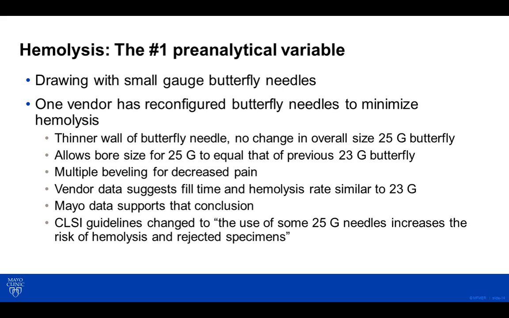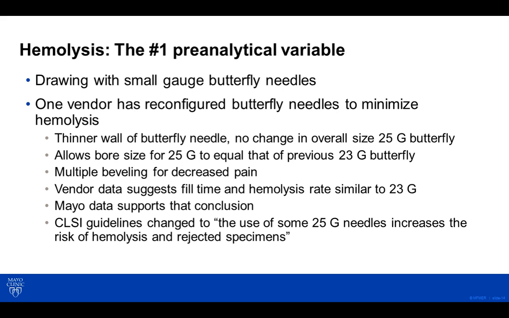One of the vendors has reconfigured their butterfly needles with the goal of minimizing hemolysis. So the butterfly needle has a thinner wall with no change in the overall size. So the bore size, the size of the tube of the needle the blood is running through, which is really the key factor for hemolysis, in a current 25 gauge device is the same as what used to be a 23 gauge butterfly. And they've also changed the beveling to decrease pain, and they've shown that the fill rates of the tube, which would also delay filling and increase hemolysis, for a 25 gauge are about as good as what used to happen for a 23.